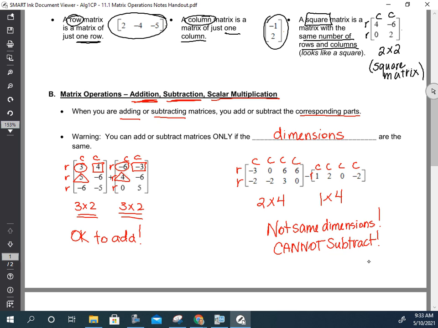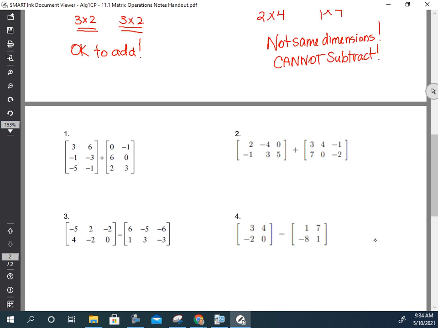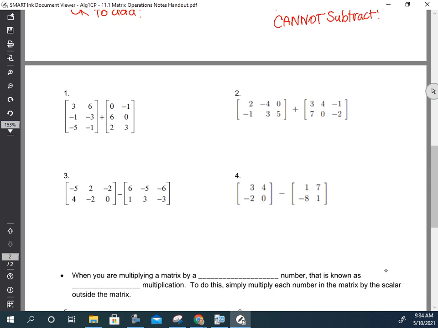Any questions before we do a few examples? Okay, the adding and subtracting part is pretty easy, as long as the dimensions match. If you have questions, you have to ask. I can't read your mind. We're coming down to crunch time here. So let's look at examples 1 and 2. We'll do 2 adding, then 2 subtracting.